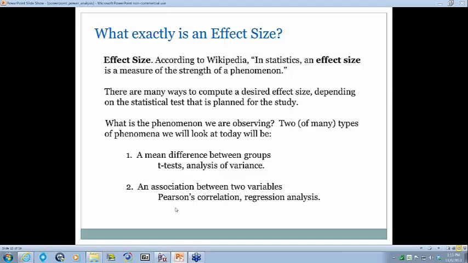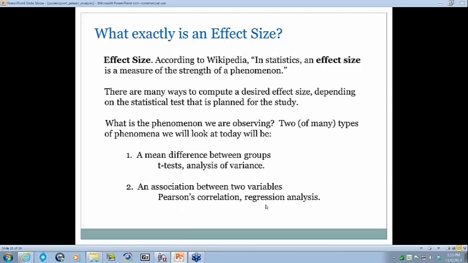You might want to look at an association between 2 variables. Pearson's correlation would be one. How strong is that association? Do we want a correlation that's closer to 1? Or do we think that a correlation of 0.3 might be significant?